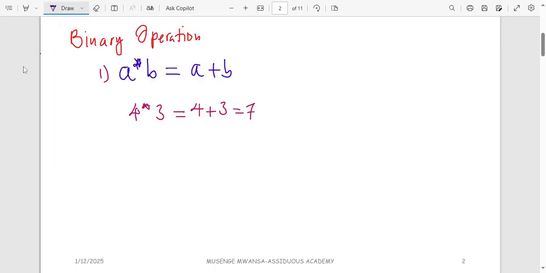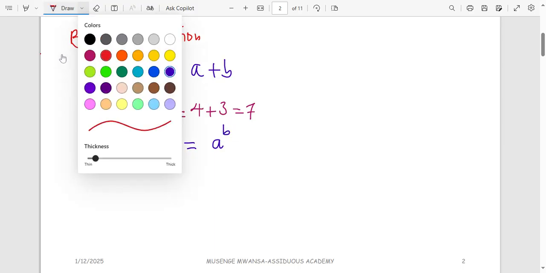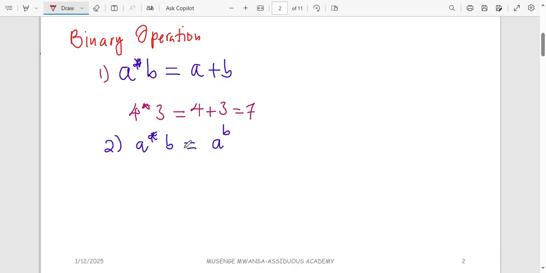And again, say if they told you the binary operation A star B is equal to A to the power B. It means that when you have got a first number, star a second number, the first number, that is the A, is going to be the base, and then the second number B is going to be the power. Let's say, for example, you have been given 2 star 3. This would mean now where there was A, you are putting 2. Where there was B, you are putting 3. So this is going to be 2 to the power 3, and that is going to give us 8.